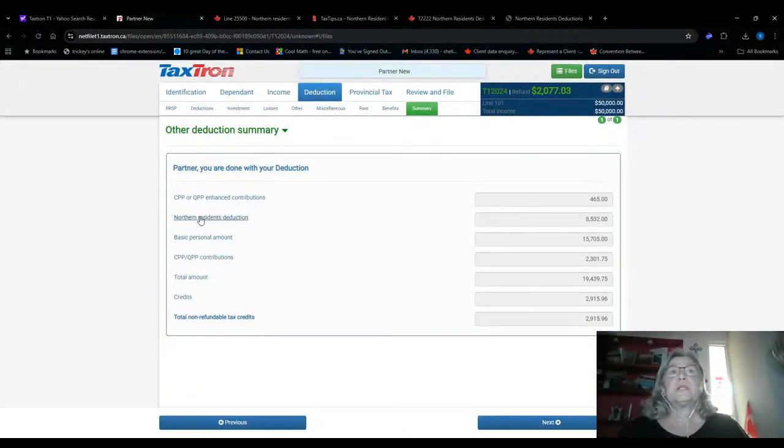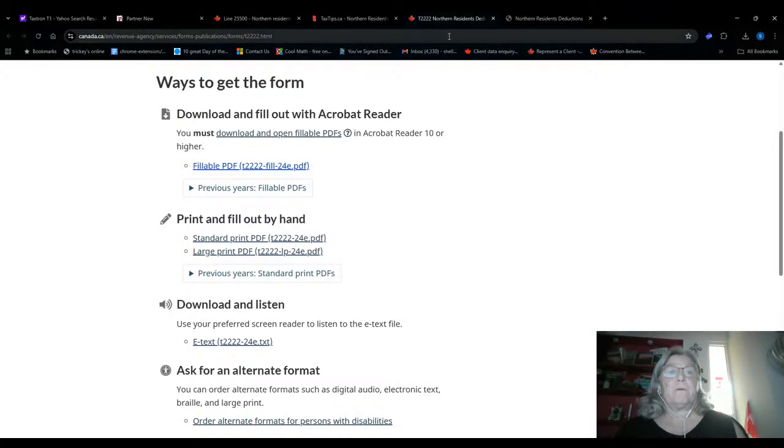the Northern Residents Deduction, $8,532, and I got that from the $3,700. Okay, accommodations, airfare, the $1,200 I was restricted to on the trip, the lower amount, and my 307 days for $8,532. In this case, my income was $50,000 times 20% is $10,000. I'm under 10,000, so I get to claim the 8,532. And that's really the basics of the T2222.